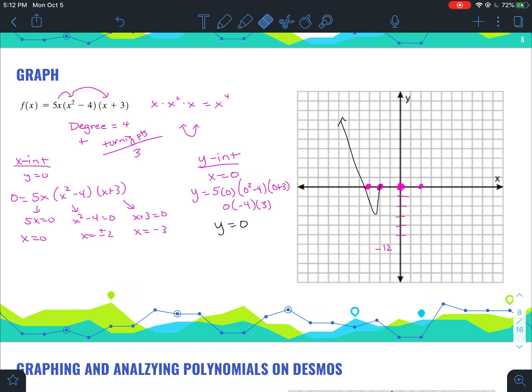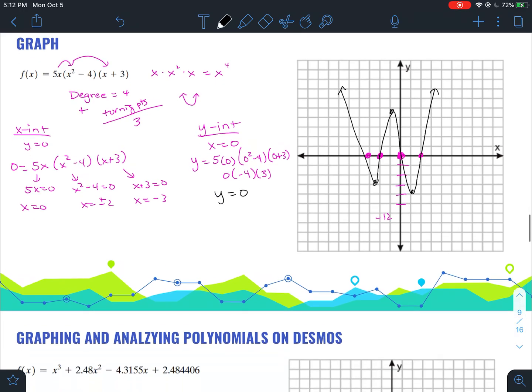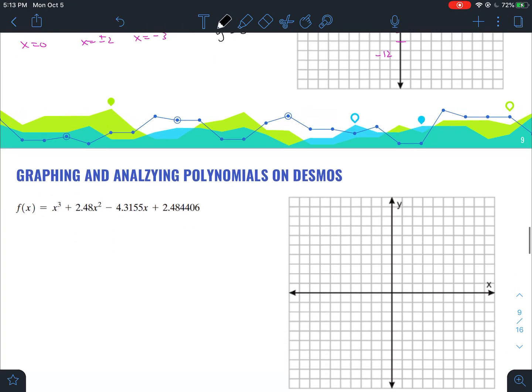So it starts up, and then it goes through that x-intercept, and then it's going to come back and go through that x-intercept and through there. So the tails end up and up. It has at most 3 turning points, so we have 3 turning points, and then it goes through each of those x-intercepts.